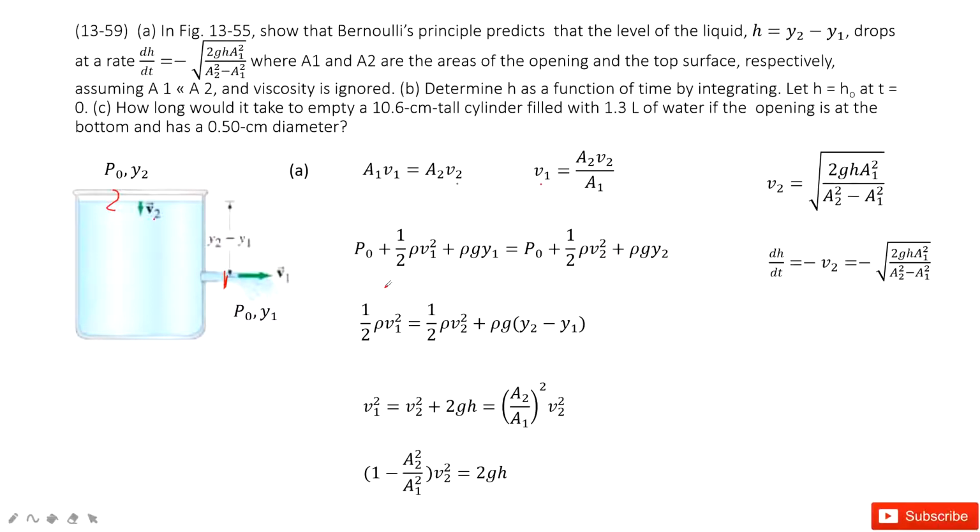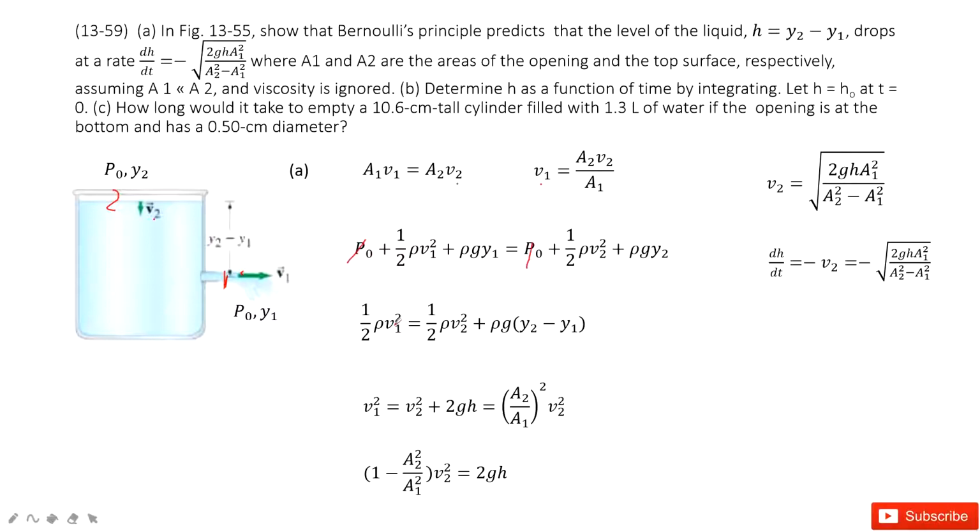Second, we can consider Bernoulli's equation. In Bernoulli's equation, the situation in position 1 equals position 2. In position 1, we can see it is connected with air, so this is air pressure. 1/2 rho V1 squared plus rho g Y1, and then P naught, because it's connected with air, equals P naught plus 1/2 rho V2 squared plus rho g Y2, right? Now we can see the P naught cancels.